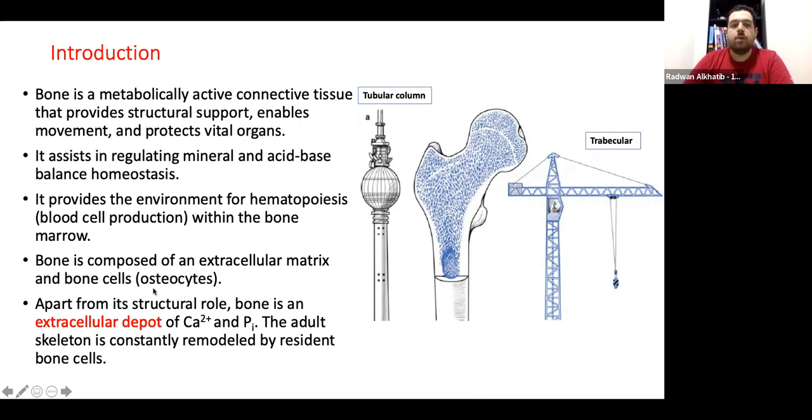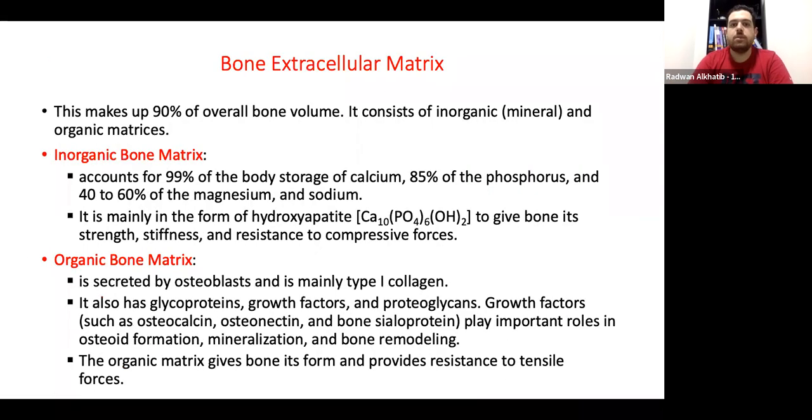The bone is also a depot, a place to store calcium and phosphate, and the bone is chronically remodeled. This is just an introductory slide, it's not very important. This next slide is from the middle of the lecture. I brought it here to the very beginning because it is very important to start with.